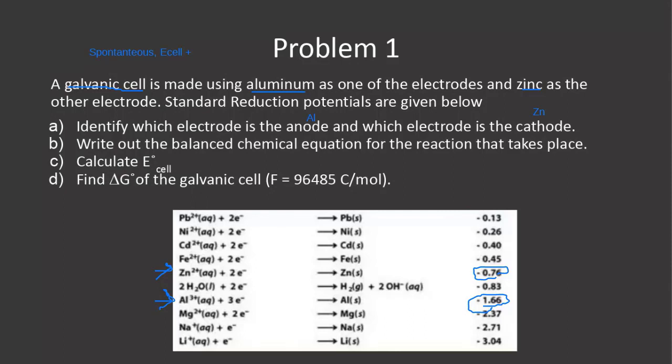Now we're going to write out the balanced chemical equation for the reaction that takes place. So we know if zinc is at the cathode, is that a reduction or oxidation? Yeah, it's going to be the reduction. So I'm going to write it straight from the table, right? Because the table has the reduction potential. So that's our zinc. And then if our aluminum is the anode, are we going to write it as the reduction in the table or do we change it? Yeah, we're going to have to do the oxidation. How does that change it? Flip, exactly.